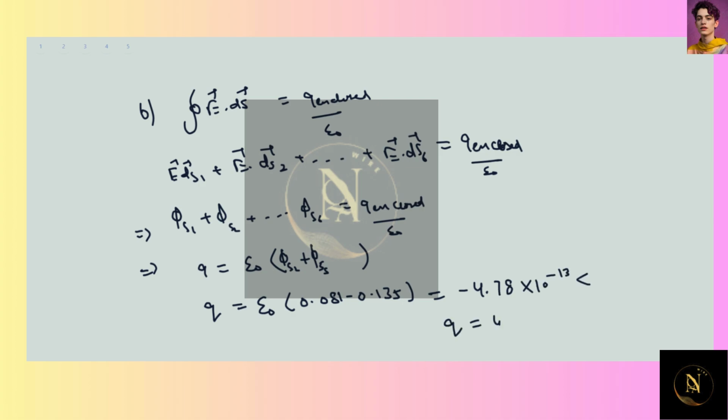So Q equals 4.78 times 10 raised to minus 13 coulomb with a negative sign. So that's your answer for part B, and that is all we needed to find out. So that's your answer for this question.